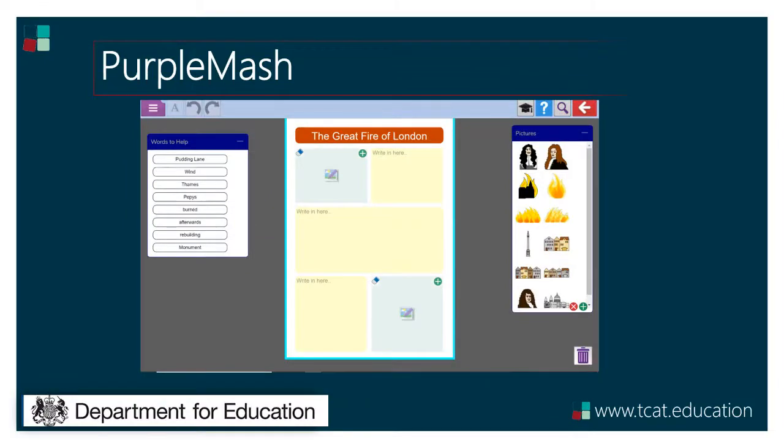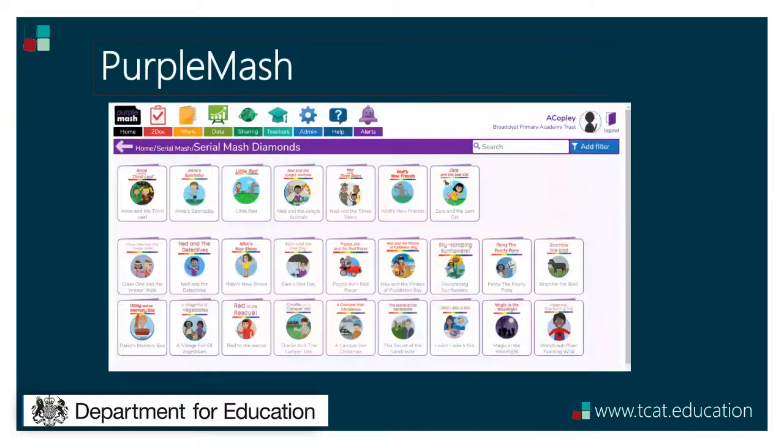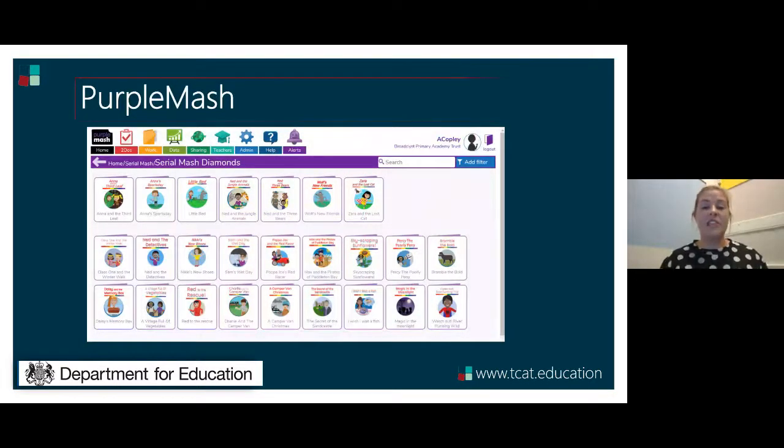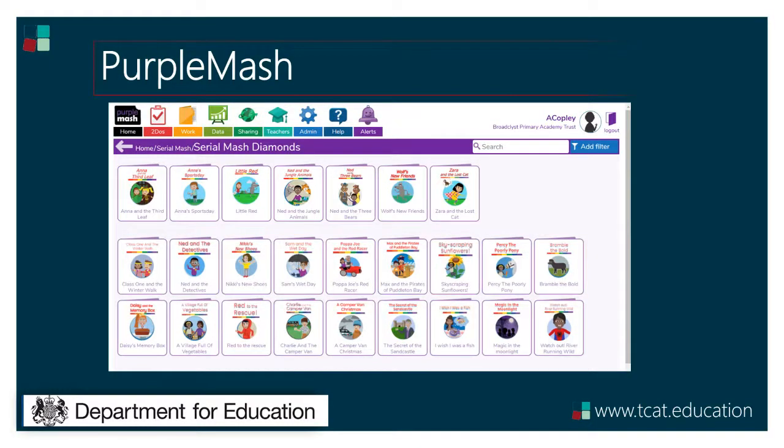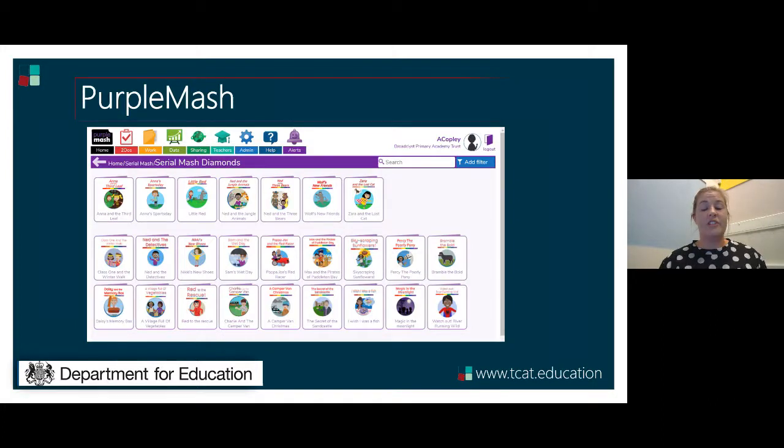It also has a feature in Purple Mash called Serial Mash, which looks like this. So this is a series of chapter books, and at the end of each chapter within the book, there is a range of related activities that the teacher can assign to the children. These activities can range from simply colouring in a picture in the early years to ordering the events of the story in the older years. Children really engage well with these activities, and again, it's really helpful to ensure comprehension has occurred.